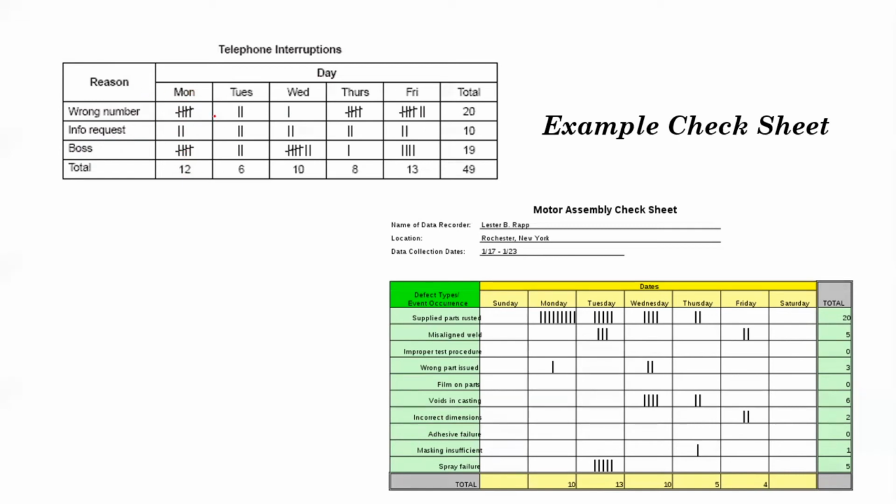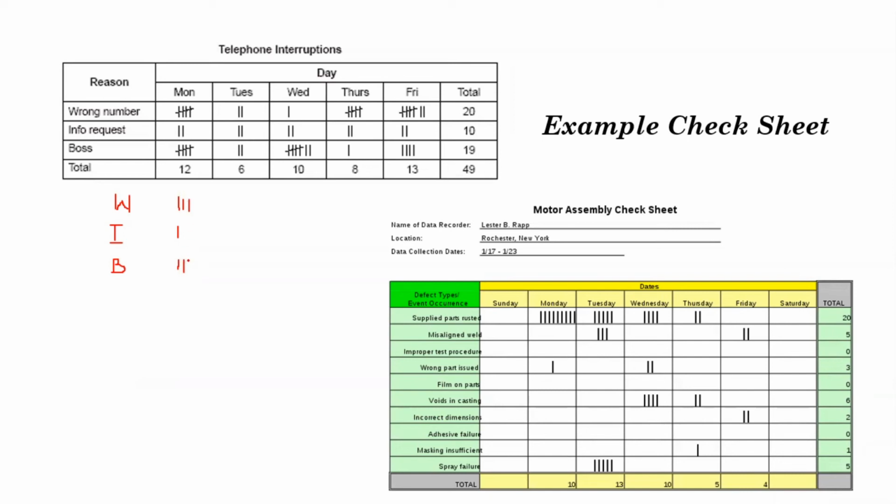Now, how do you collect this data? You put this check sheet on the table of the operator or the secretary. Whenever she or he receives a phone call, they record it in one of these categories. The first phone call, maybe it was for the boss, so they put 1 tally mark on the boss cell. Then the next was an information request, so they put another tally mark. Then the third one was a wrong number, so they put another one, and so on. Maybe they requested the boss again.